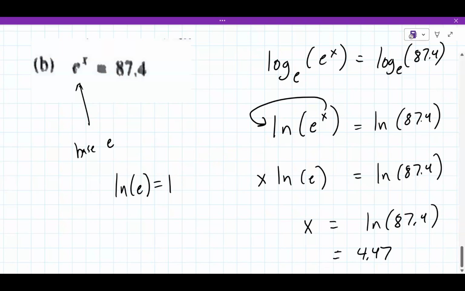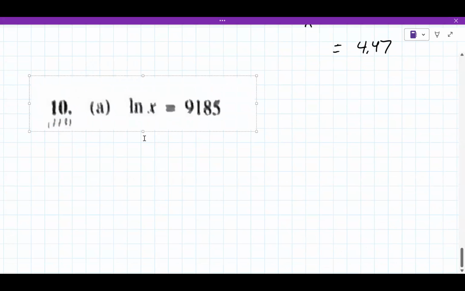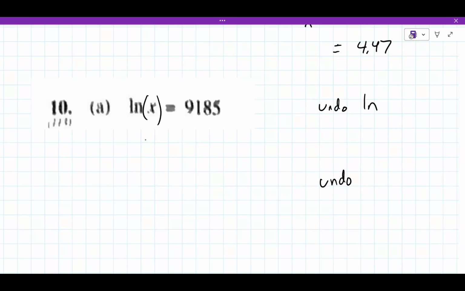All right, let's look at problem 10, part a. The only way to get to the x here is to undo ln. In the previous problem, we undid e with ln, so you undo ln with e. The way it looks is you use e on both sides of the equation.